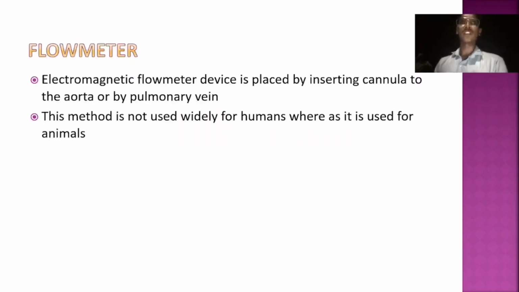And also the method which can be used in animals, not in human beings. The flow meter is an electromagnetic flow meter device, inserted through a cannula into the aorta or pulmonary vein. We have to insert it into an animal, not a human body, so it is better to avoid it.